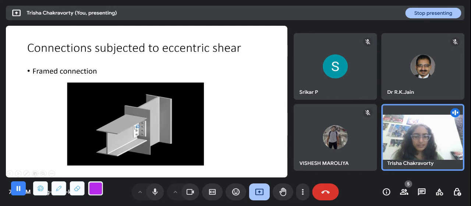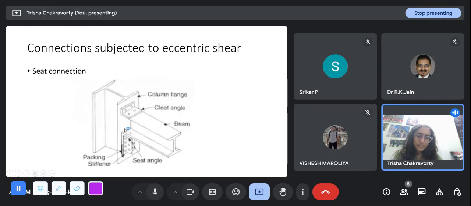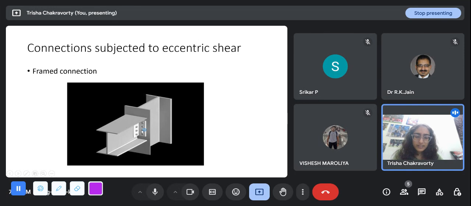Then there is a framed connection, where the connection is done on, again, this is the flange of the beam and this is the web of the beam. In a column those two terms are not relevant, but in a beam this is the flange, this part is the web, and this down here is again the flange. So in a seat connection the connections are done on the flange, and in a framed connection the connections are done on the web. Again, this is the column, this is the beam that has to be attached.